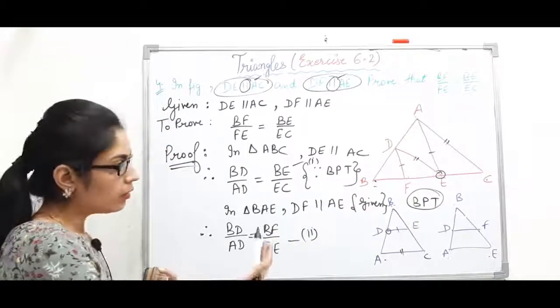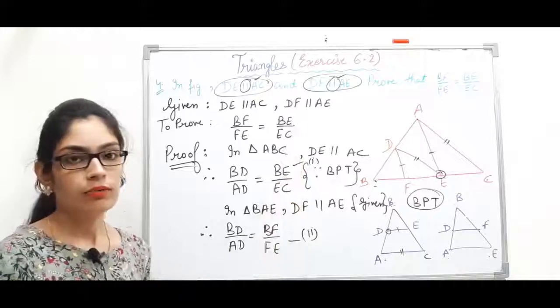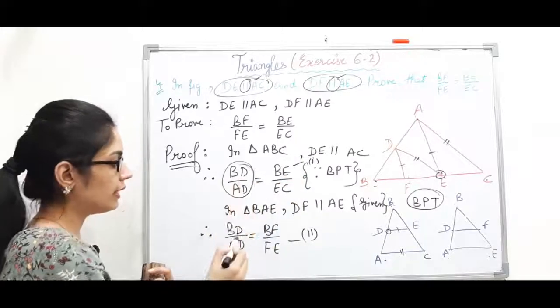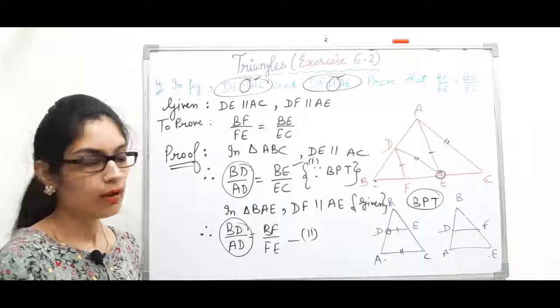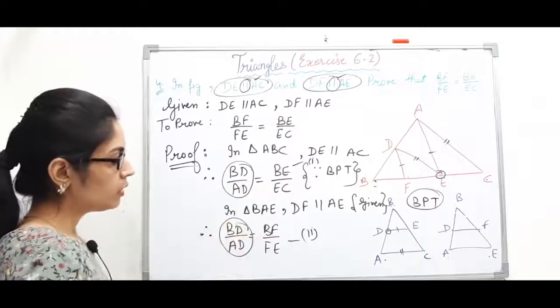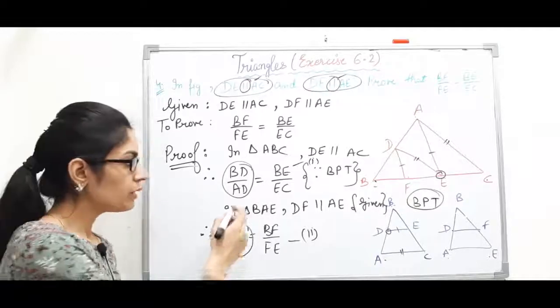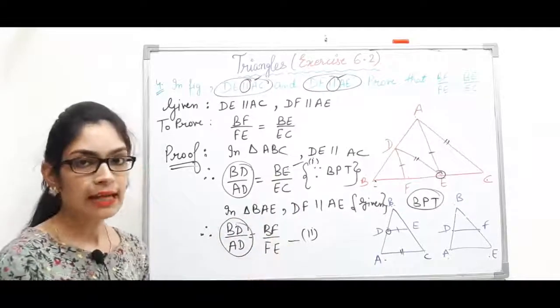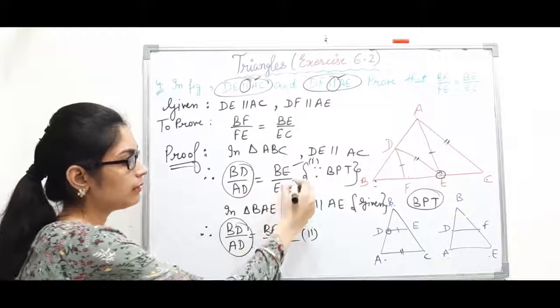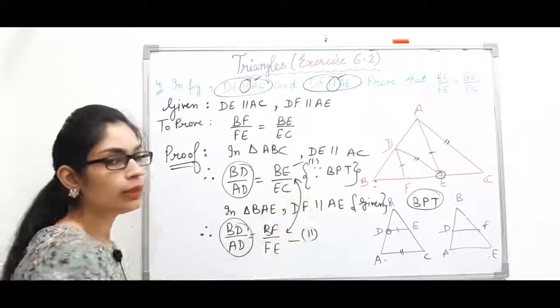So if you observe these 2 points carefully, you can see BD upon AD, we have this term in both. So due to which, like we have already discussed in the previous question also, if two terms are equal to a common term, then these two terms are also equal to one another.